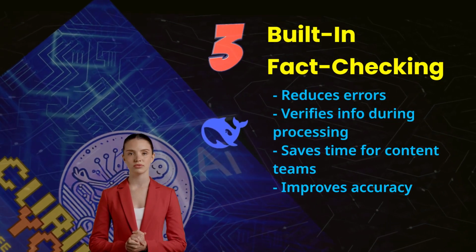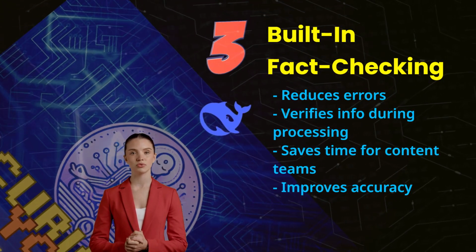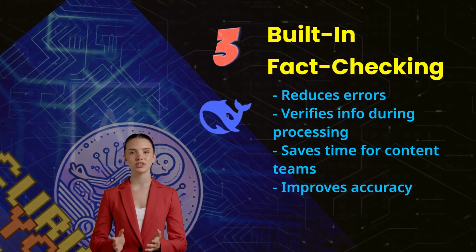Number 3. Built-in fact-checking. The model reduces errors by verifying information during processing, saving time for content teams and improving accuracy.